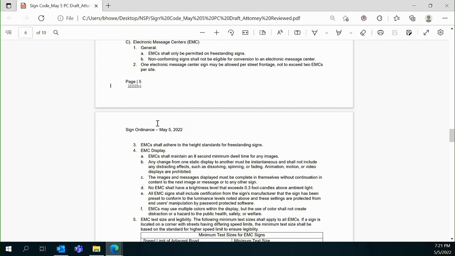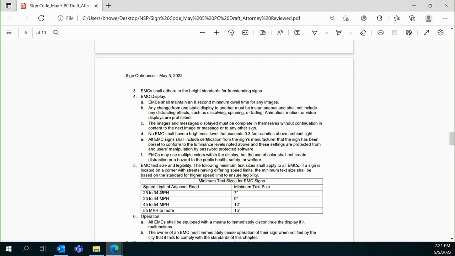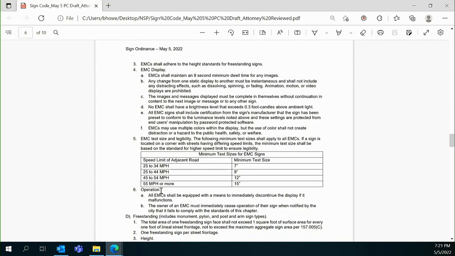On page 15, right below that: one electronic message center sign may be allowed per street frontage, not to exceed 2 EMCs per site. Is that intended to address a two-sided sign? Okay. I think we talked about something like Richardson School. We don't want to go more than 2.